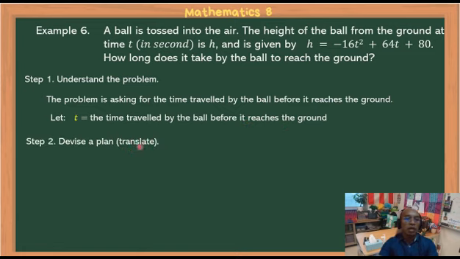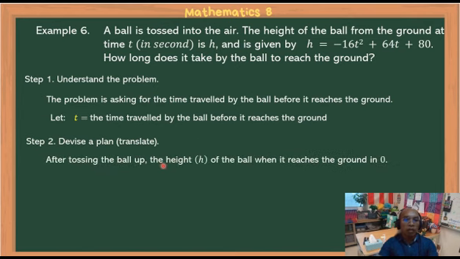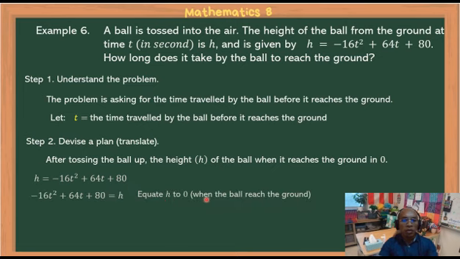So we're going to translate the equation based on the given condition. After tossing the ball, the height h of the ball when it reaches the ground is equal to 0. So the height of the ball as it reaches the ground becomes 0. Since height is equal to negative 16t squared plus 64t plus 80, equate h to 0 when the ball hits or reaches the ground. So substitute h by 0, and this is now our equation.